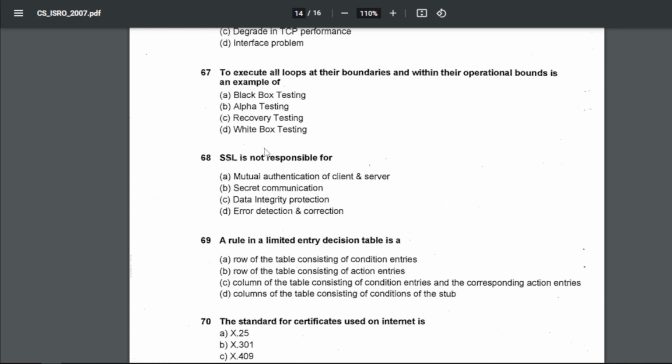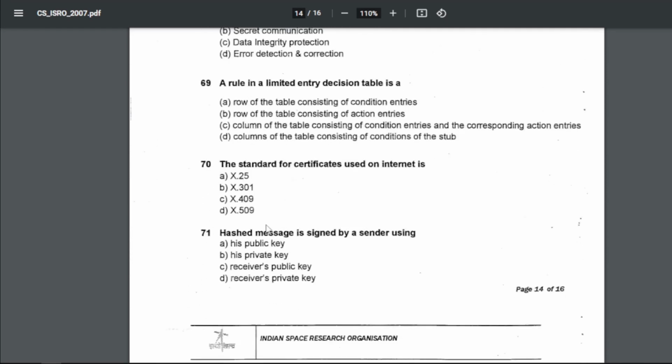68 is SSL is not responsible for what? Basically, SSL is not responsible for error detection and correction. D will be the answer. SSL is not responsible for error detection and correction.